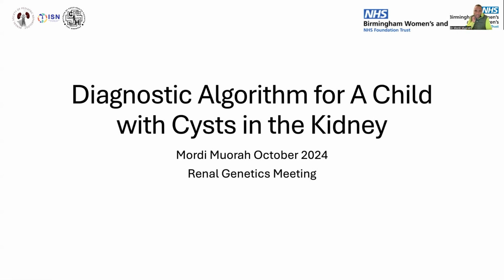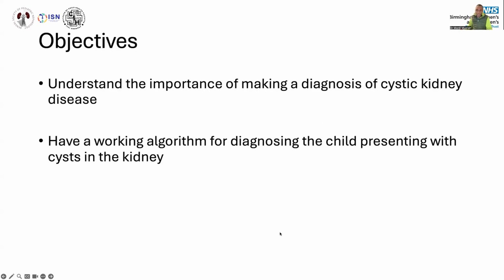So I've been asked to talk about the diagnostic algorithm for a child with cysts in the kidney. The main objectives that I'm hoping to achieve are that we'll be able to understand the importance of making a diagnosis of a cystic kidney disease, why it's important, and also have a working algorithm for diagnosing the child who's presenting with cysts in the kidney.